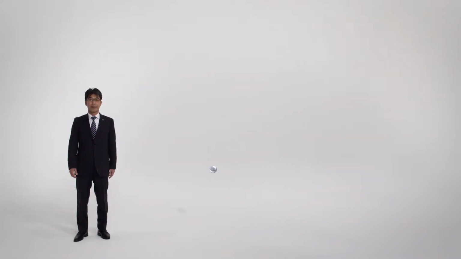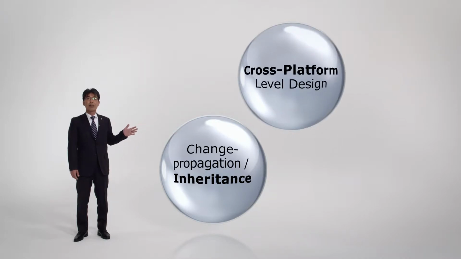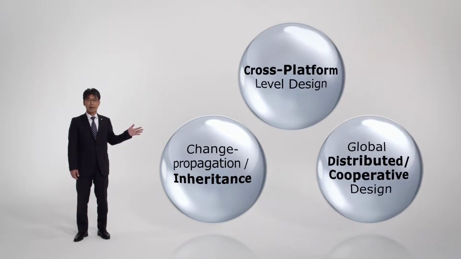Conventional development environments cannot keep up with the increased evolution and complexity of the automobiles of tomorrow. Change propagation based on inheritance technique, cross-platform level design, global distributed and cooperative design. Zuken is taking automotive EE design forward into the future with a new vision.